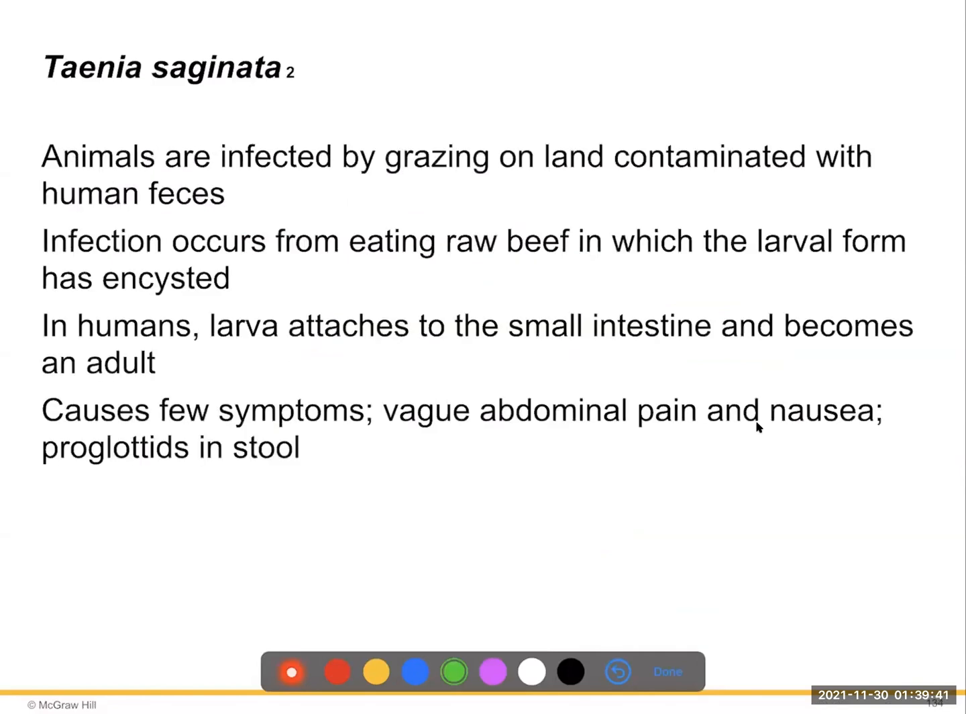Taenia saginata: the animals are infected by grazing on land contaminated with human feces. Infection occurs from eating raw beef in which the larval form has encysted. In humans, the larva attaches to the small intestine and becomes an adult. It causes very few symptoms, vague abdominal pain and nausea, and there are proglottids in the stool because they're shed. Once they release their eggs, the little segments are shed.